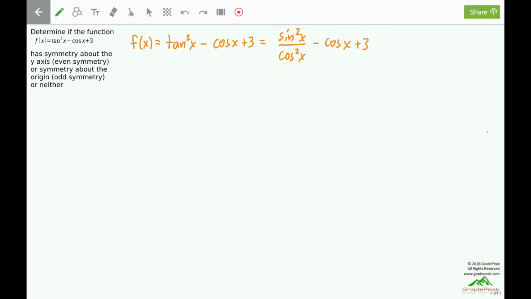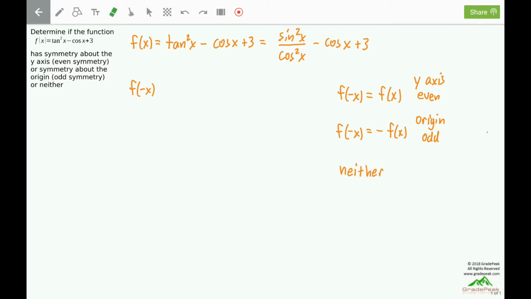What we're going to do is calculate f of negative x. If we find f of negative x to exactly equal f of x, this will have y-axis even symmetry. If we find f of negative x to exactly equal the negative of f of x, this will have origin odd symmetry. And if we find neither to be the case, it will have neither symmetry.